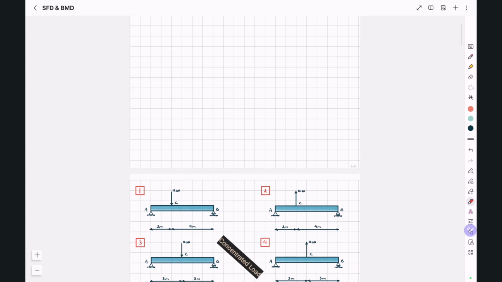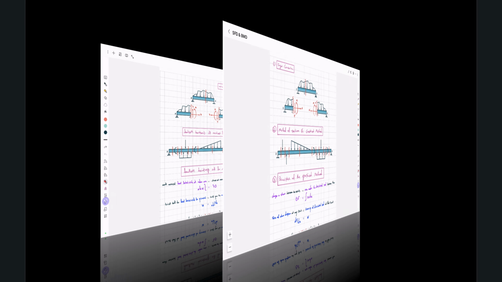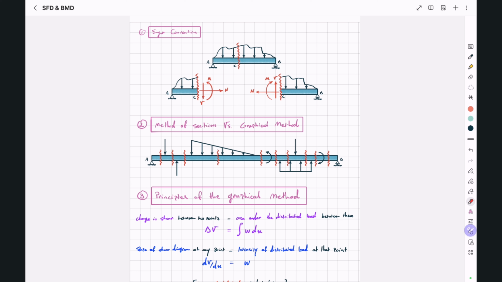Alright, let's start with the sign convention. If you watched the previous videos, you know if we cut the beam at any point along the beam, for example this point C, we're going to have two cut segments. And by writing the equations of equilibrium for any of these two cut segments, we can determine the internal forces at that cut section. Now, before we start our analysis, we have to establish a sign convention to define positive and negative values for these internal forces.